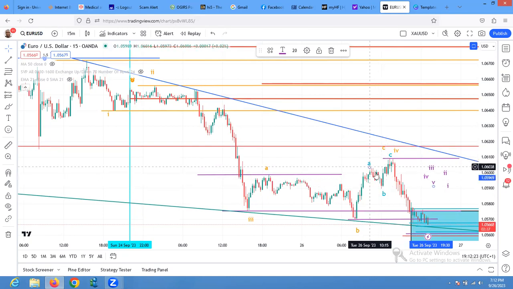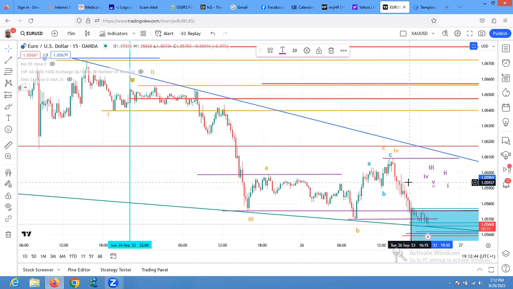And this is like a flat here, which is the B, and they add a truncation of the C leg here just to make for 4, and it's a 5 waves to the upside here, and they make up for 4 without breaking this level. So that is what they have done. So now we are back to see if we are going to count 1, 2, 3, 4, 1 to 5 to the downside to finish this last leg. So that is what it is now.